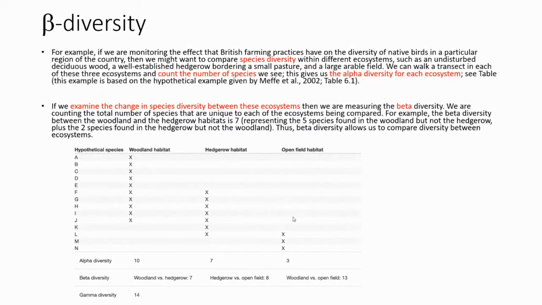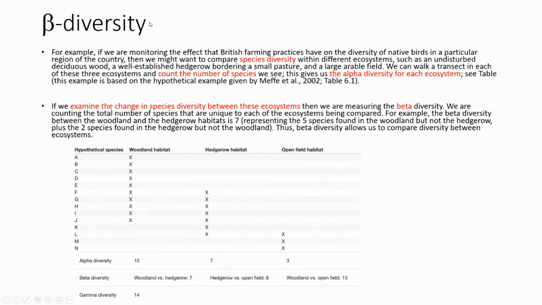And beta diversity. Here we have three different habitats: the woodland habitat, the hedgerow habitat, and the open field habitat. For the woodland habitat, let's say they identify at least 10 different species, in the hedgerow habitat at least 7 different species, and this one identifies 3 different species. So for the alpha diversity, this habitat is 10, this habitat is 7, and this habitat is 3.